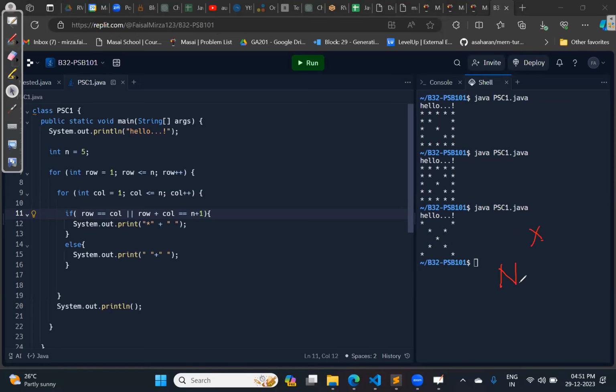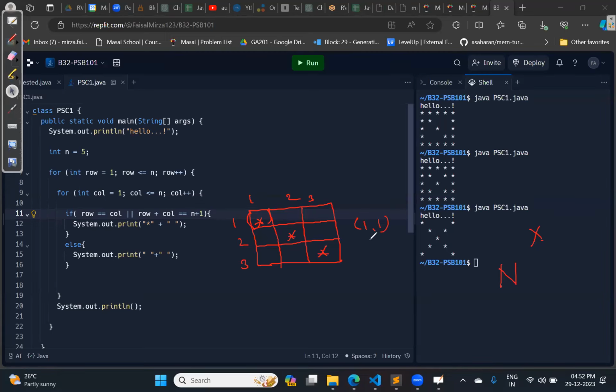Can you please explain that if condition? Okay, so if you want me to explain that if condition again, before that, if you understood this structure, then there is nothing inside that if condition. So for example, this is a 3 by 3 matrix. If you see this diagonal, what are the coordinates? What is the value of row and column at the very first star? 1, 1.